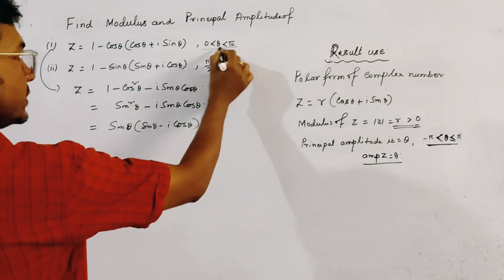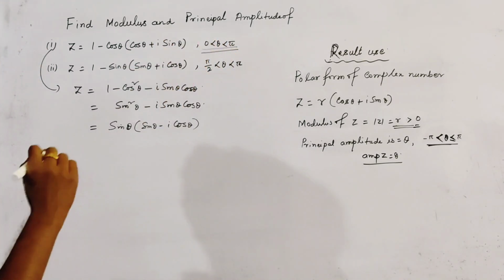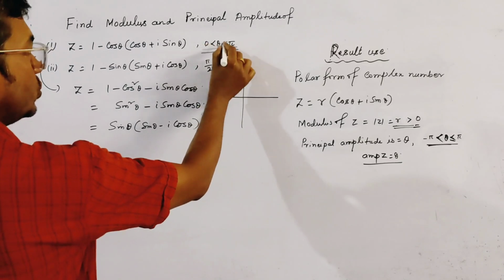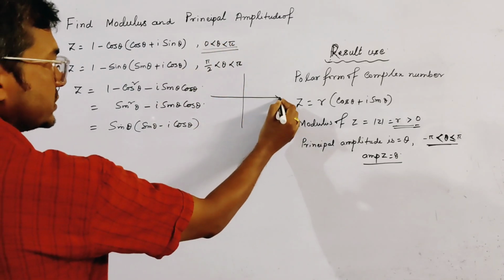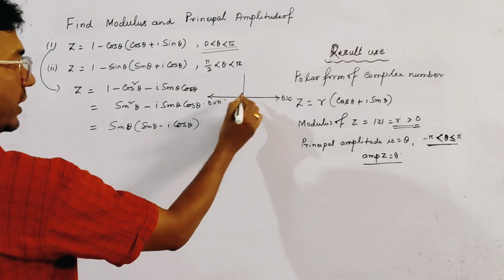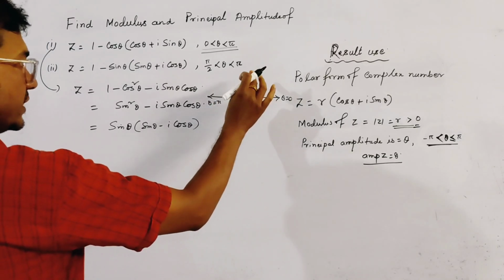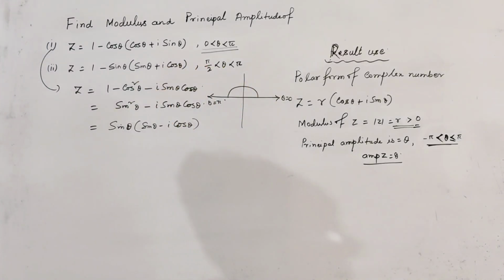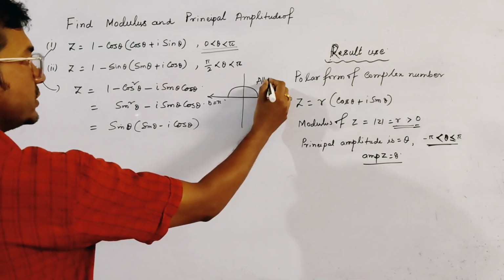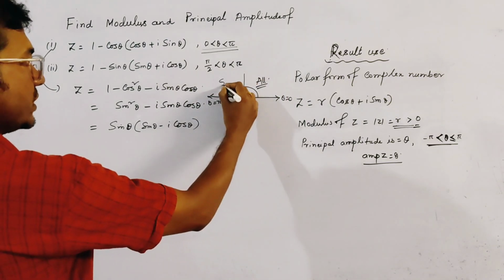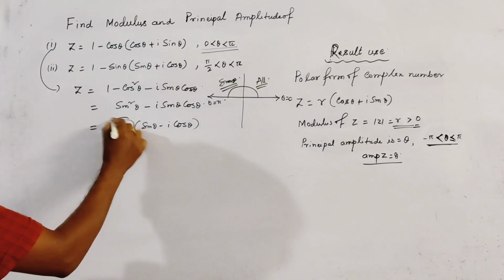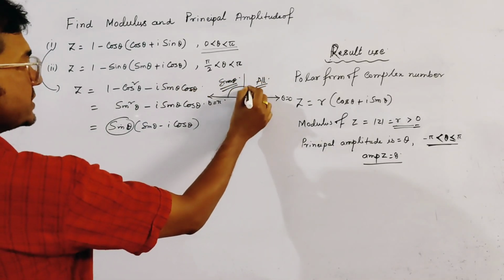Now the given range is very important for this problem. Here the range is 0 to pi. So this is theta equal to 0, and here theta is equal to pi. So the range is this, that is the first and second quadrant. And we know that this is the quadrant of all trigonometrical ratios, and this is the quadrant of sin theta. Hence sin theta is positive in this range.